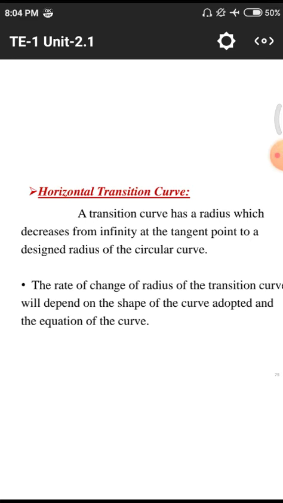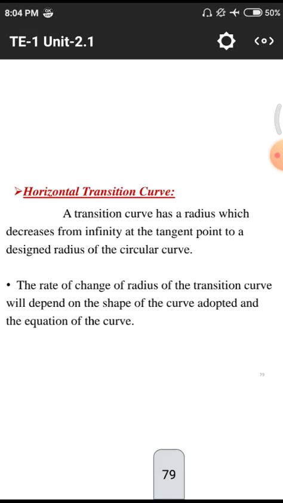In a circle, we have different tangent points. By using those tangent points, we will solve the curve, the radius of the curve, width, thicknesses and super elevations, whatever we require to design the particular road. All those can be solved in the horizontal transition curve. The main point is that the rate of change of radius of the transition curve depends upon the shape of the curve adopted, that is, the equation of the curve.